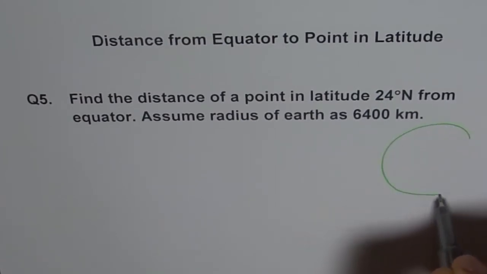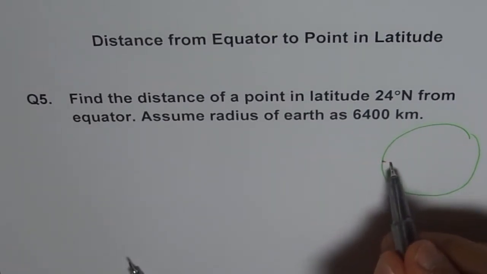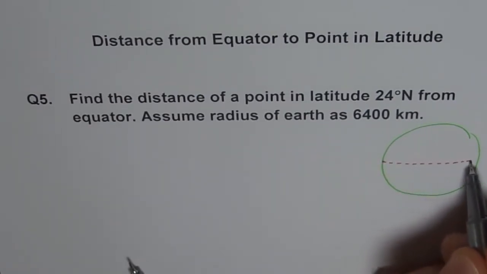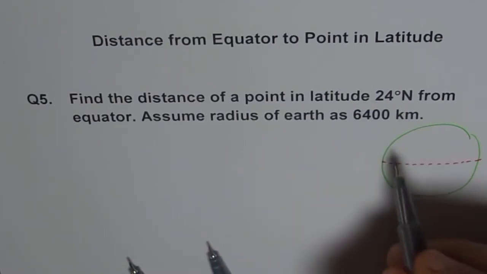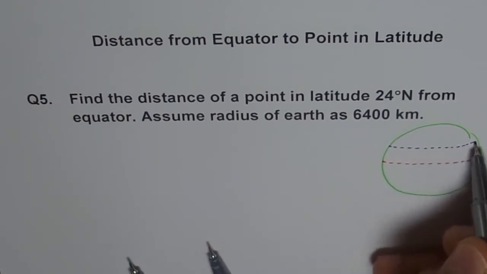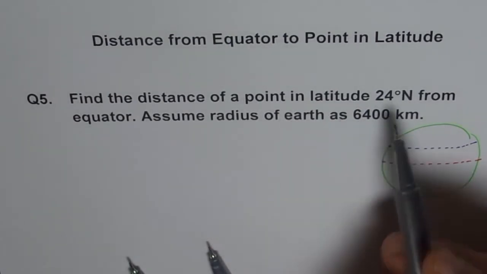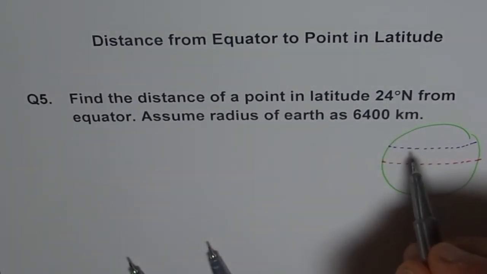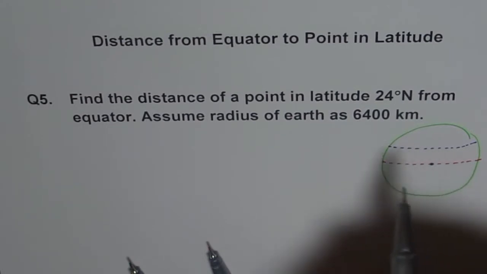Let's say this is our Earth, the green Earth, and here we have the equator going like this. And let's say this is our 24 degrees north. So it says find the distance of a point in latitude 24 degrees north. This is 24 degrees north. That means from the center, the angle is between this point and this point.